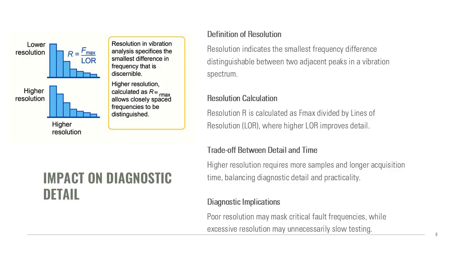Resolution in a vibration spectrum refers to the smallest frequency difference that can be distinguished between two adjacent peaks. It is calculated as R equals Fmax divided by LR, where LR is the number of lines of resolution. Higher LR values result in smaller R, meaning better detail and the ability to separate closely spaced frequencies. For example, if Fmax equals 1000 Hz and LR equals 400, the resolution is 2.5 Hz; increasing LR to 800 improves resolution to 1.25 Hz.